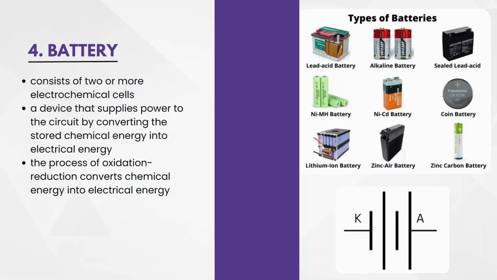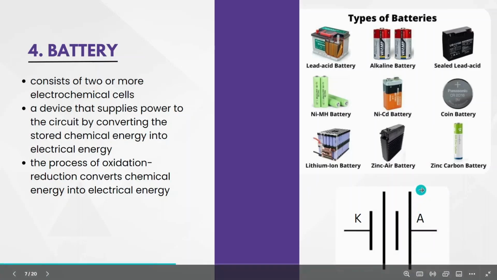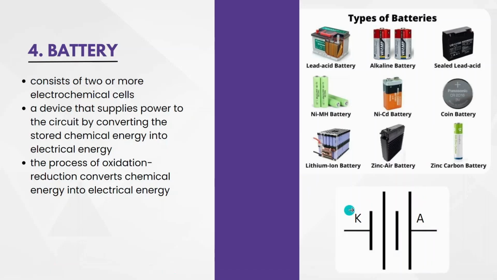So in one electrode, oxidation happens, and at another electrode, reduction happens. We have the positive terminal and negative terminal in a battery. And if you can see this symbol, the longer line is the positive terminal and the shorter line is the negative terminal. But here we also call them anode and cathode, because these electrodes behave differently when it is releasing energy and when it is acquiring energy. So it's better we learn this as anode and cathode.